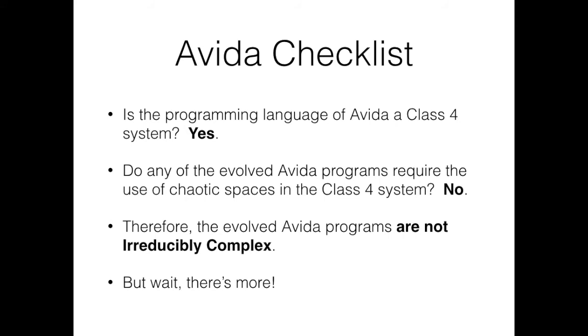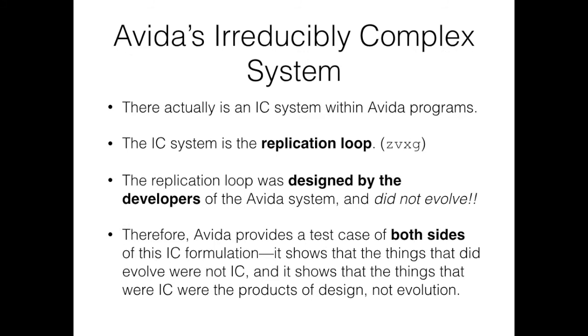And as they say on the TV shows, but wait, there's more. Avida actually does have an irreducibly complex system. It has one, and it's the replication loop. That is the actual code in the Avida language. Each of those are instructions. It's the actual code for the replication loop. It's an irreducibly complex system. But it didn't evolve. It was created.